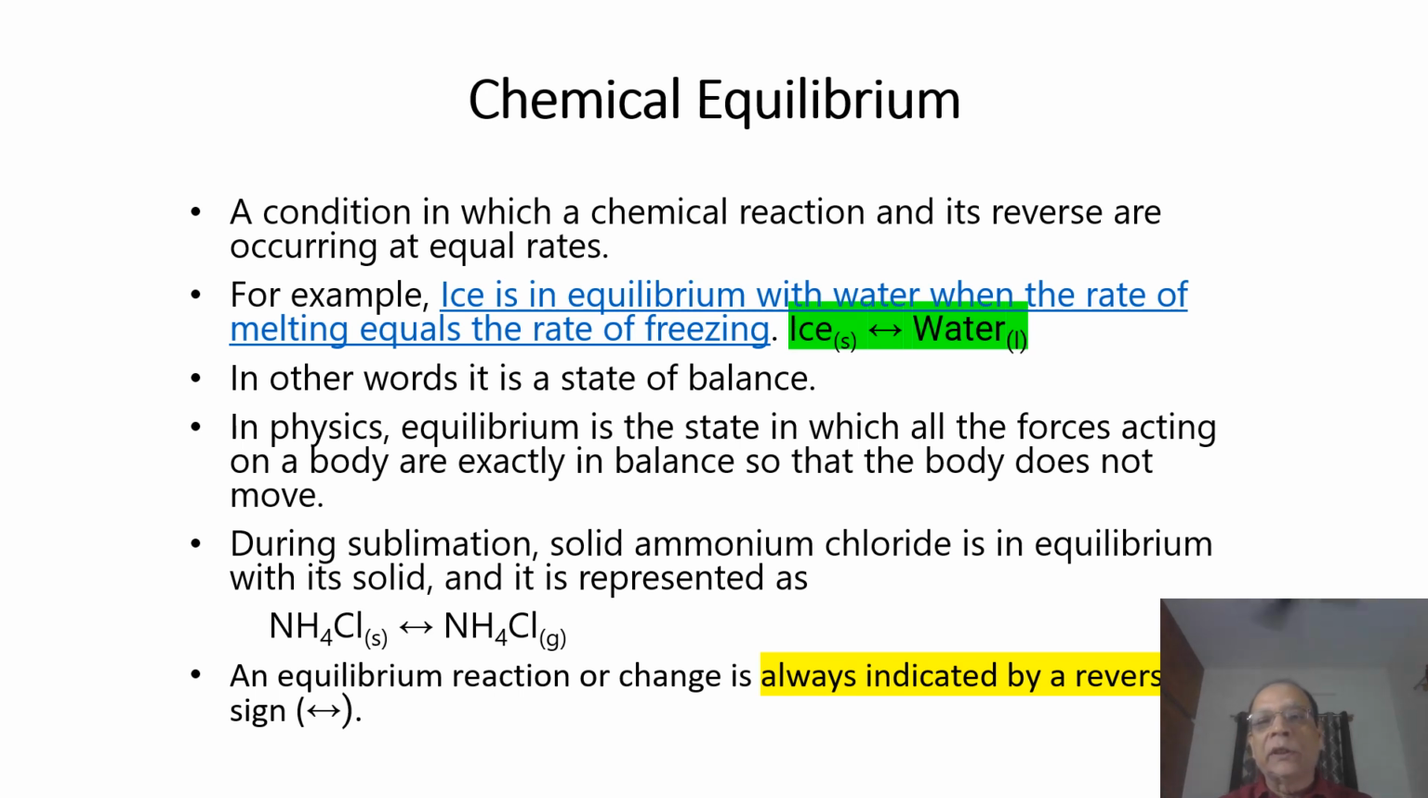which a chemical reaction and its reverse are occurring at equal rates. For example, ice is in equilibrium with water when the rate of melting equals the rate of freezing. Now, if I lower the freezing point, water moves backwards and forms ice. If I increase the melting point, more ice turns into water. In other words, it is a state of balance.